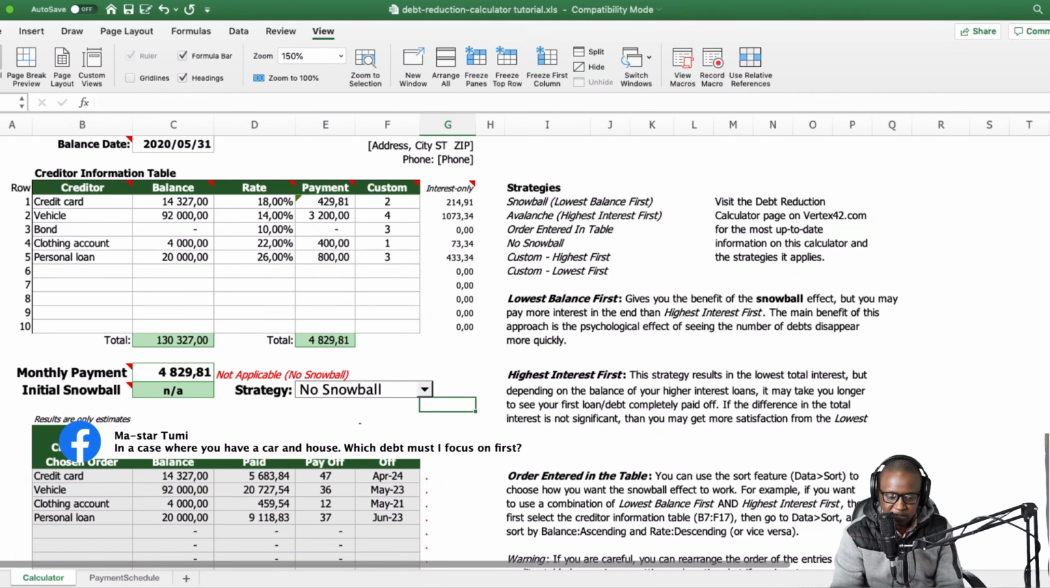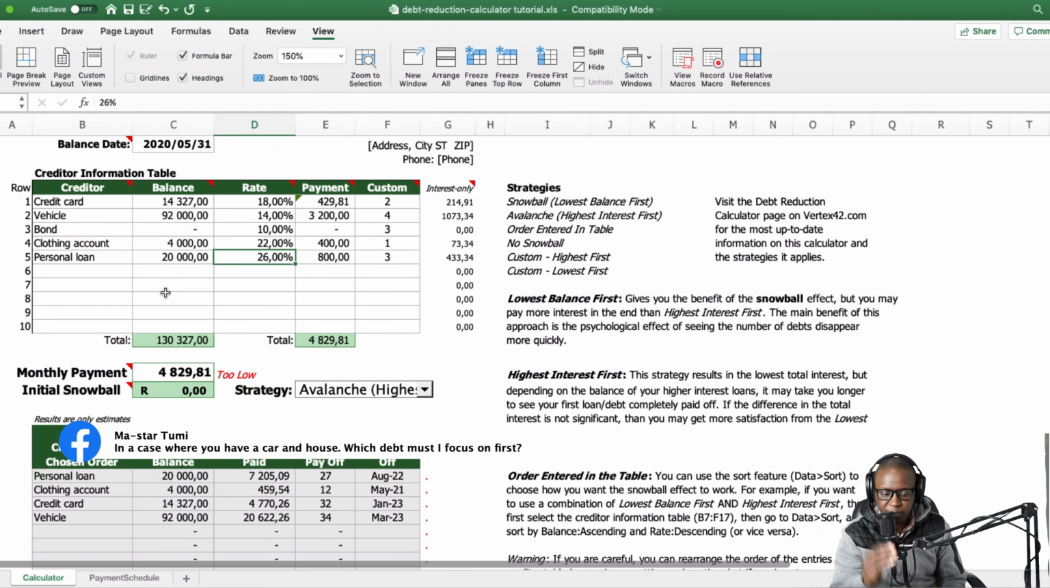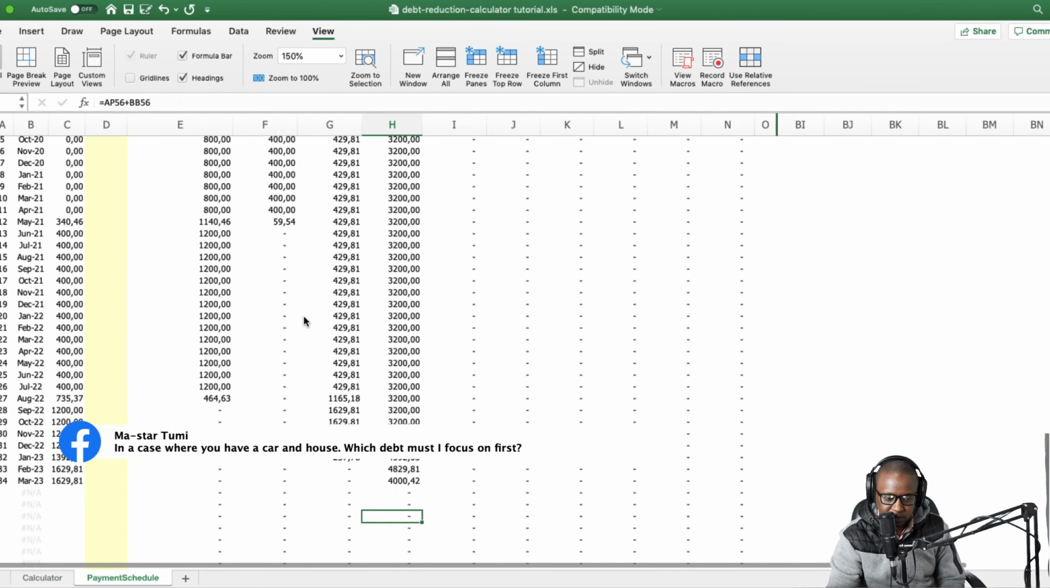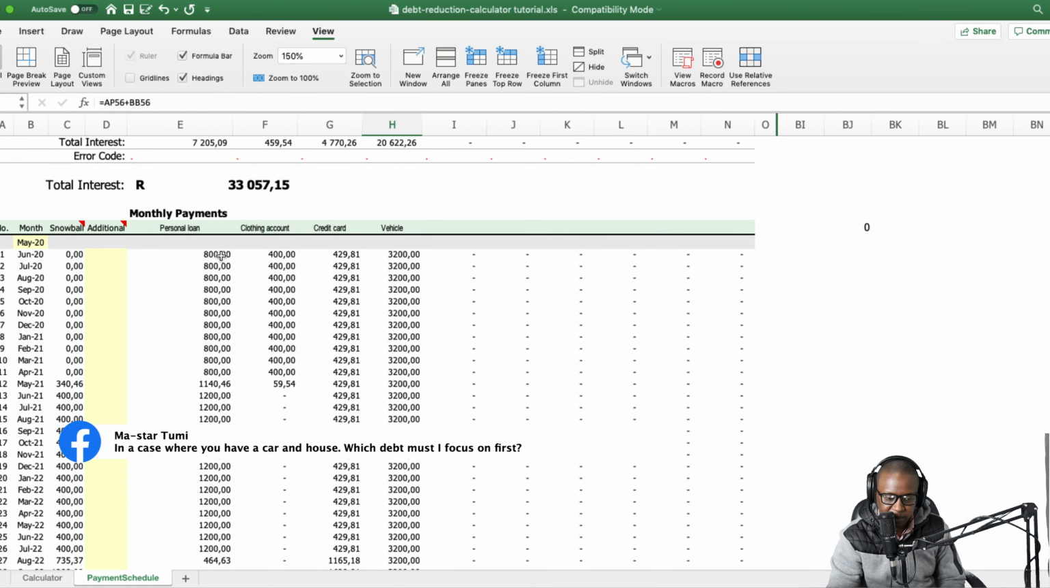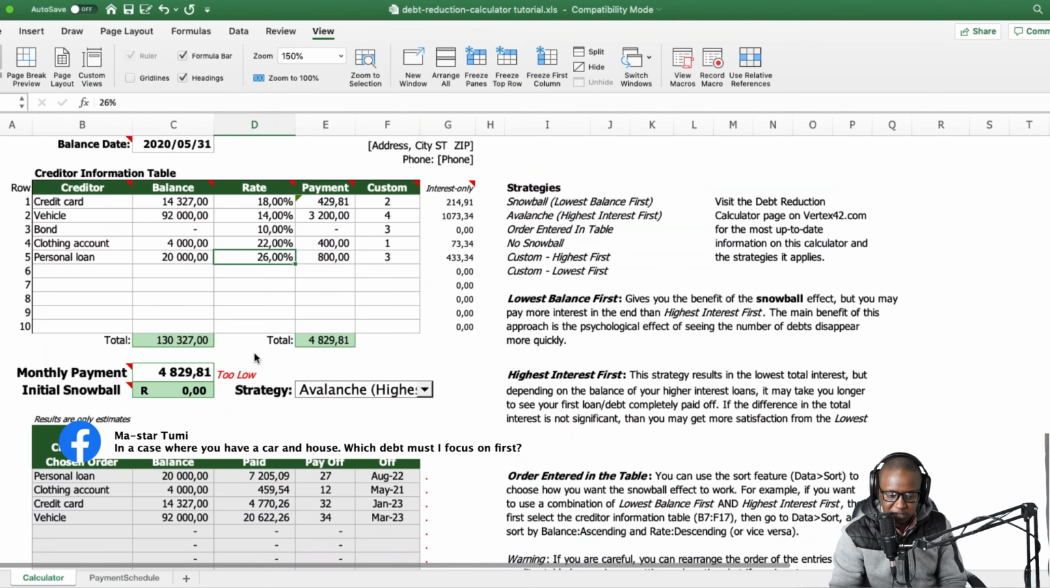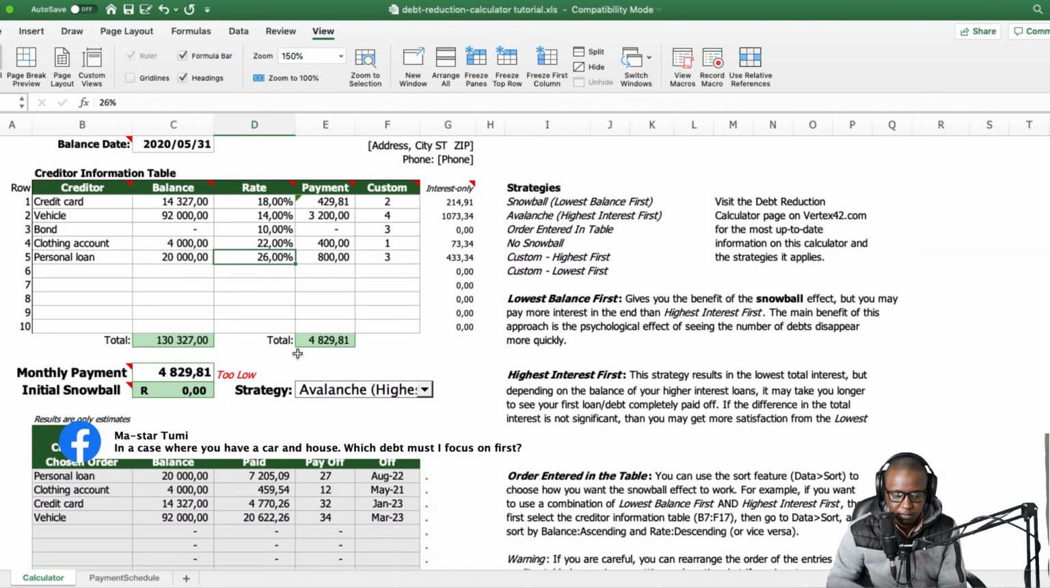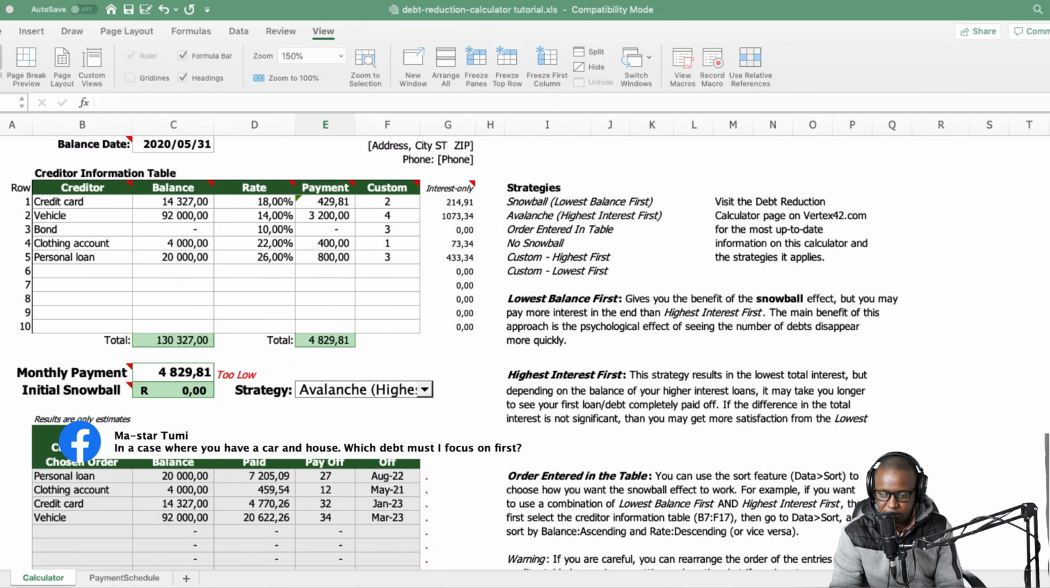The same thing applies if you are using the avalanche method. Remember, there you start by paying the one with the higher interest. In this case, the personal loan is the one with high interest, so you pay your personal loan first. Let's look at it here. See, you'll pay your personal loan first because it's the one with higher interest with the avalanche method. Do I make myself clear? Hope you guys are following.